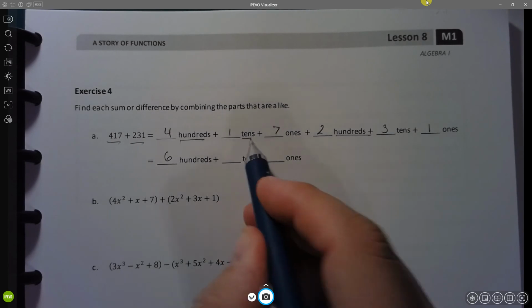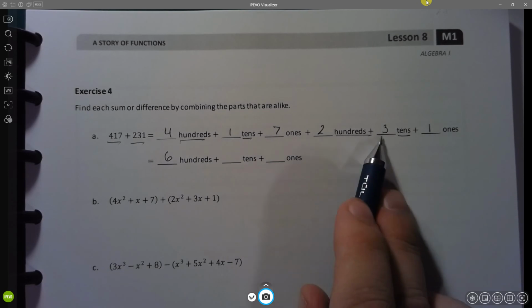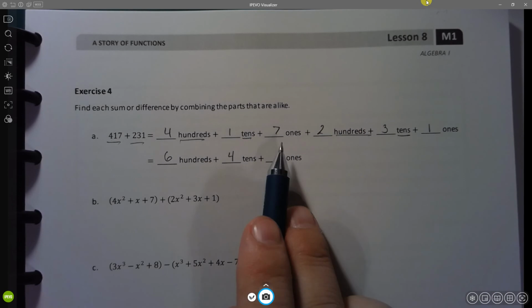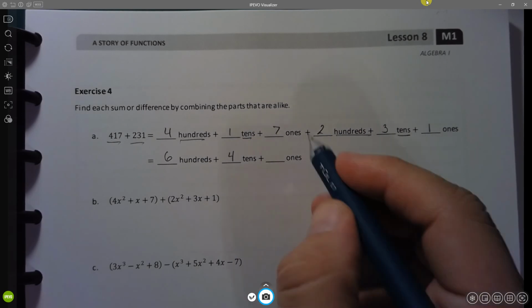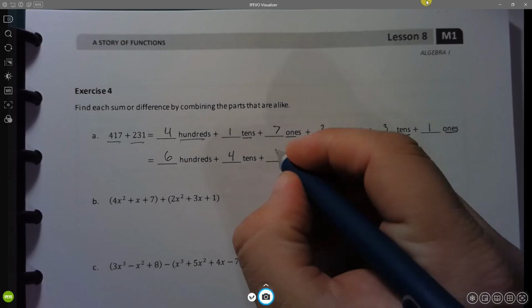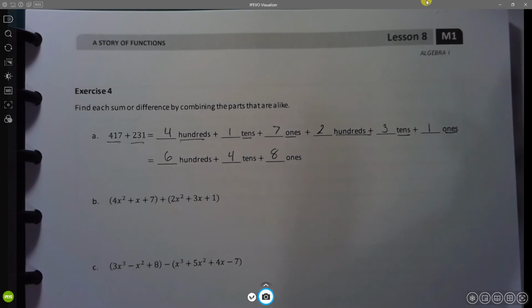I got 10s and 10s. My coefficients are 1 and 3, so 1 plus 3 gives me 4. I got 4 10s. 7 and 1 are my coefficients in front of the 1s, so 7 plus 1 is 8. So my answer should be 648. So if I did the addition correctly, that's what I should get.